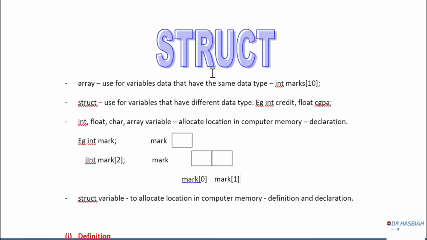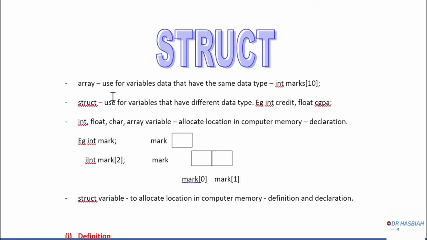Before I go to the struct topic in detail, can you still remember what we learned last week? Last week we learned array. Why do we need to use array in programming? Because if you want to declare several variables that have the same data type, and you use a normal declaration without array, your declaration will become longer. So you can simplify your declaration or your program if you use array.